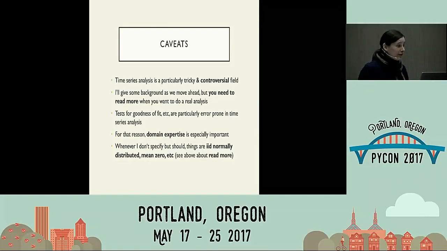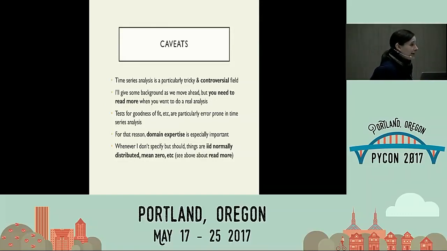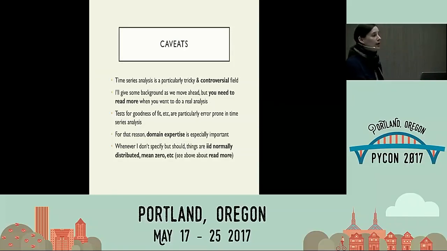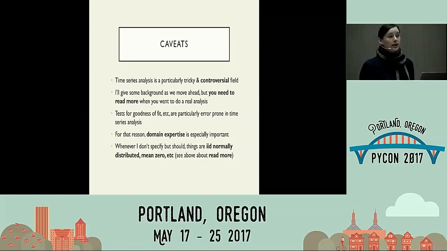Test for goodness of fit, right? There's always the caveat: your AIC is never good enough. You are a person and not an automaton for a reason. I feel that's especially true in time series. Domain expertise is especially important. You are trying to figure out how a process is working over time.